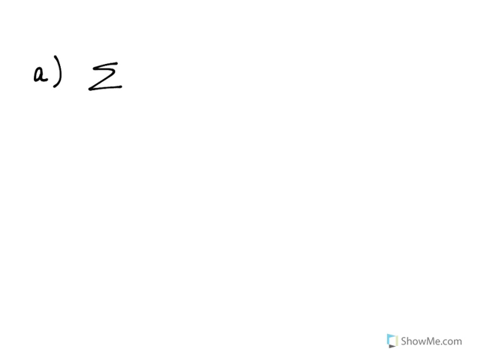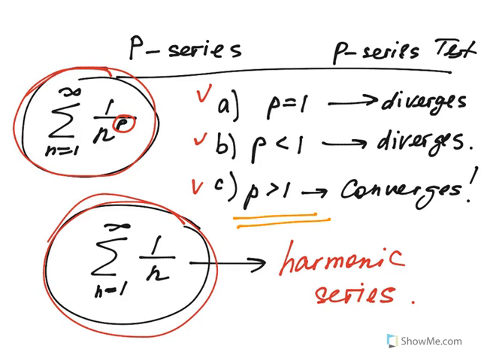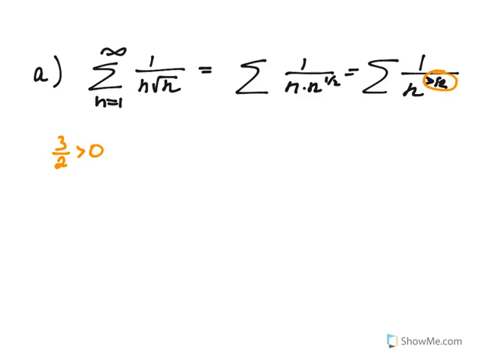Example 13a. It says, determine if the following converges or diverges: the sum from n equals 1 to infinity of 1 over n times the square root of n. So first, we're going to rewrite it as 1 over n times n to the power of 1/2, which gives us 1 over n to the power of 3/2. Now, you look at this exponent, and since 3/2 is greater than 1, you're going to conclude that your series converges. Okay, that's all they want.